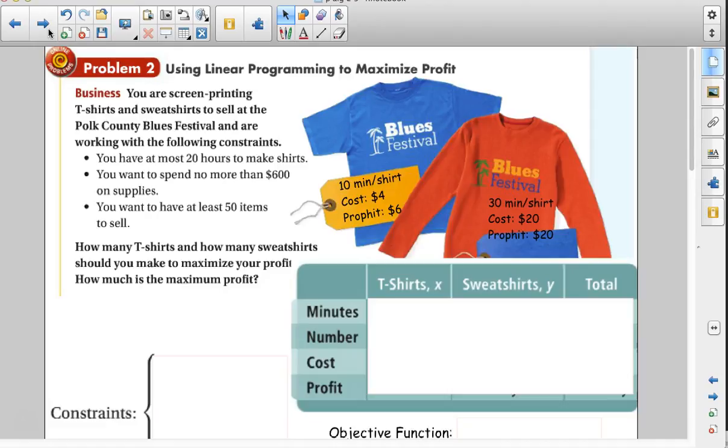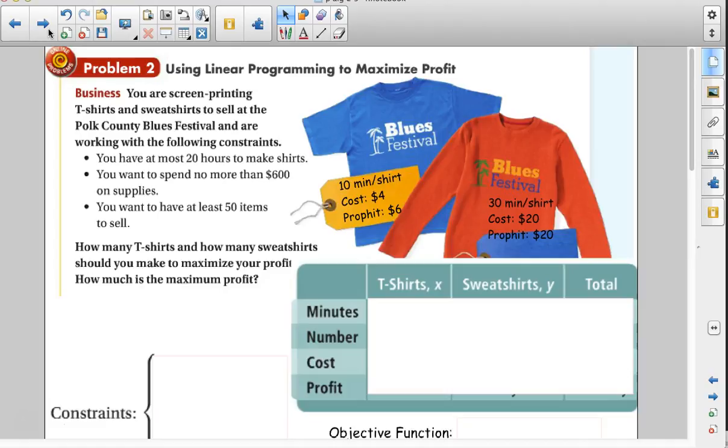All right. Look at that one, huh? Wow. Okay, a lot to keep track of here. It says using linear programming to maximize profit. So the same thing where we're trying to figure out where we would maximize. And it says you are screen printing t-shirts and sweatshirts to sell at the Polk County Blues Festival and are working with the following constraints.